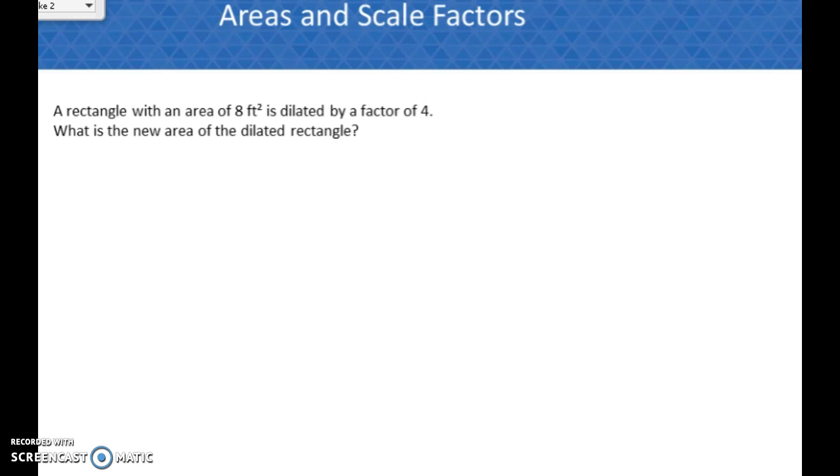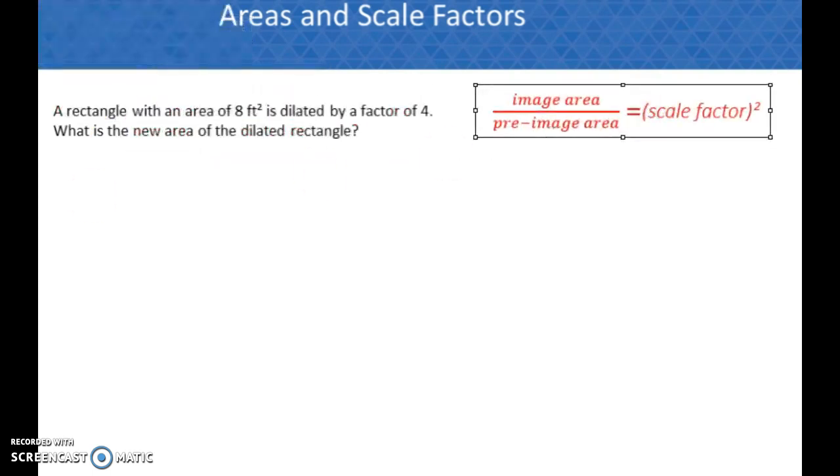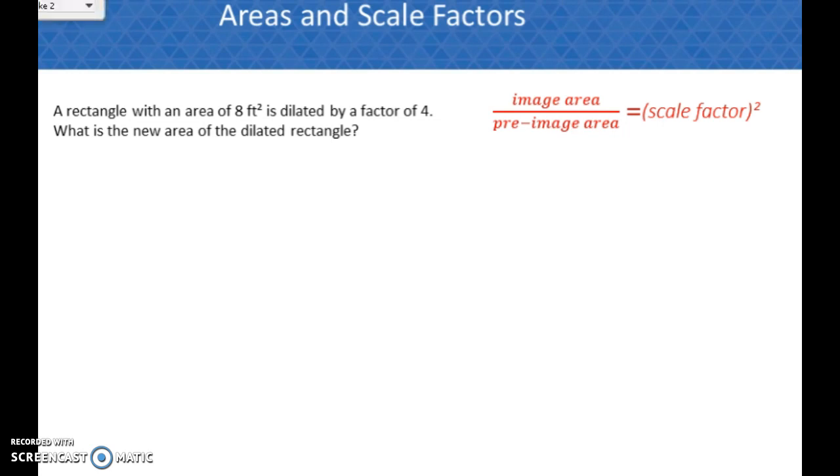The first way is if you remember the formula that we told you in class, which I'm going to copy and paste in here for us. If you can remember this formula, then you can just plug your stuff in. So a rectangle with an area of 8 feet is dilated. So the 8 feet is the original image or the pre-image, so I would put that area on the bottom of my fraction.